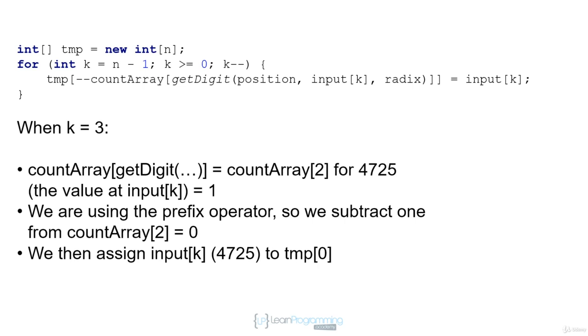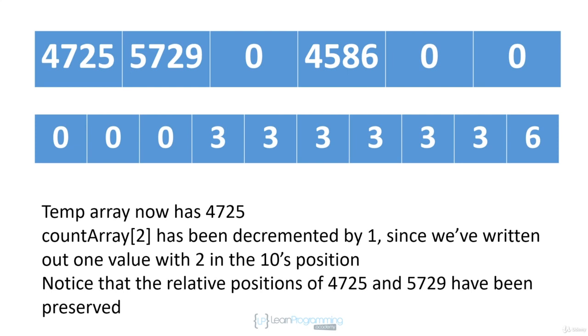That has a 2 in the tens position. We're going to decrement count array 2, so that's going to become 0. And so we're going to assign 4725 to temp 0. And so this is our array, and notice that we have preserved the relative positions of 4725 and 5729, because we're going right to left.